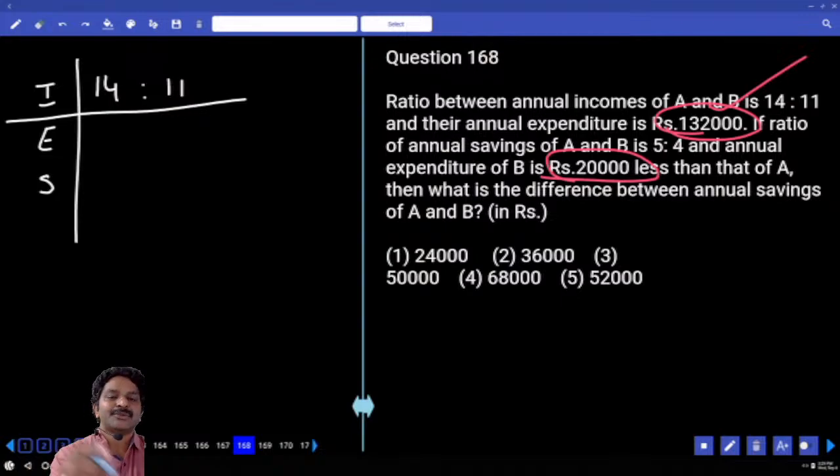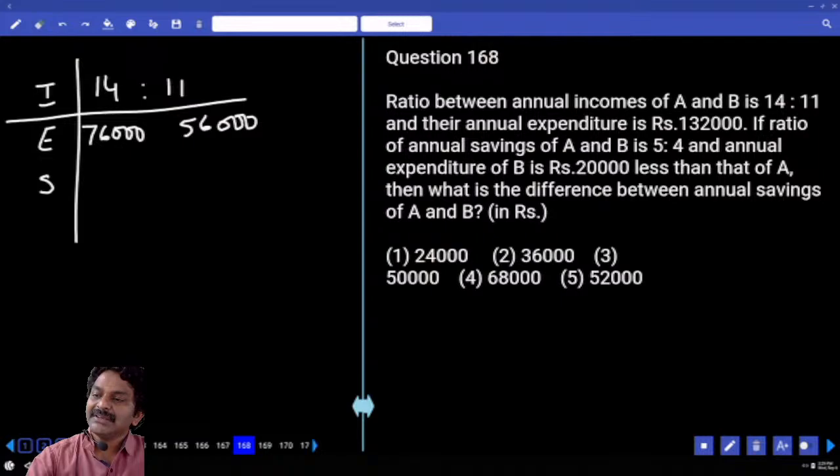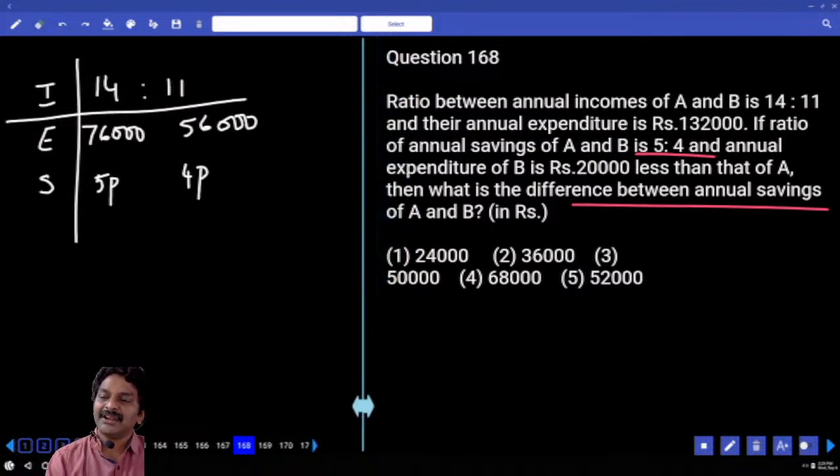1,12,000 I will equally distribute, then A gets 56,000, B gets 56,000 and A should get 20,000 more. That means 76,000. Now, savings ratio is mentioned as 5:4. I'll write it as 5 parts and 4 parts. Now the question is to identify the difference between annual savings. That means one part value we need to calculate, correct?